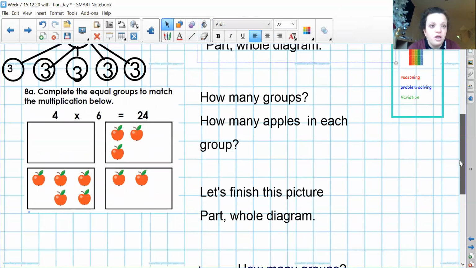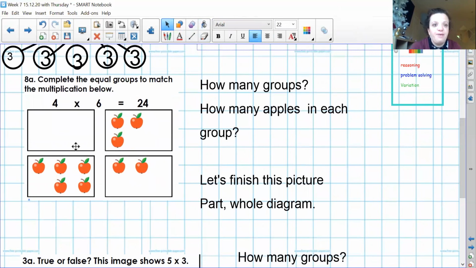Right, next problem. We have got to finish this picture so that it shows this problem. So our number sentence is 4 times 6 equals 24. So how many groups? Well, we've got 1, 2, 3, 4, but how many have got to be in each group? Can you draw this 4 times 6 as a picture and then draw the part whole? Pause me now.